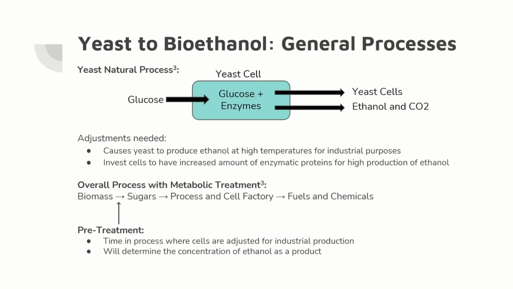In order to metabolically engineer yeast, we have to look into the general process of the cell. Yeast has a simple process in that sugar and water are only needed to activate the enzymes that produce ethanol, CO2, and more yeast cells. However, the bioethanol industry needs new strains of yeast that can withstand higher temperature, higher ethanol concentration, and be more efficient in its metabolic pathways. In the steps of engineering yeast, there is a key step called pretreatment. This is where yeast cells are metabolically engineered to produce at industrial settings.